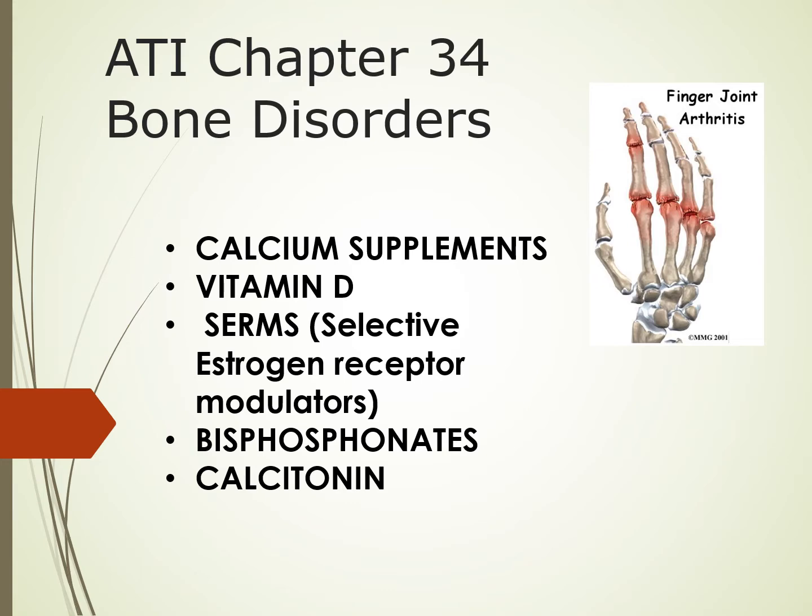Then we'll get into some medications such as what are called SERMs, selective estrogen receptor modulators. These are medications that are used for osteoporosis. And as well, we're going to talk about another group called bisphosphonates. And as well, these are commonly used for osteoporosis. And lastly, we'll discuss a hormone that's naturally produced in the body, but also used as a medication called calcitonin.